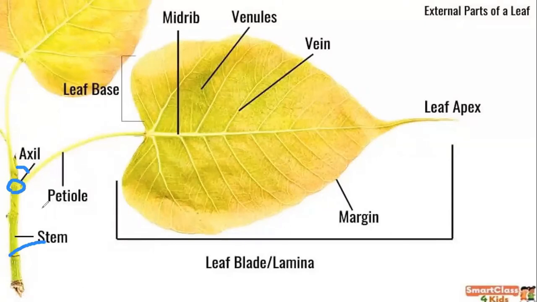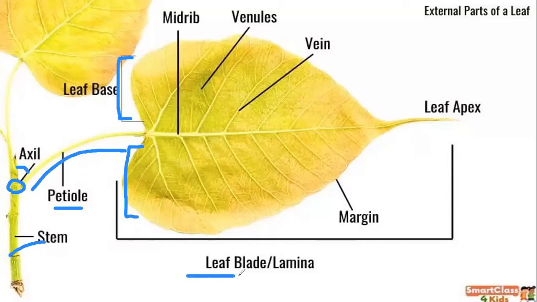Next, we have the petiole. The petiole is the region of a leaf that connects the leaf blade to the stem. This is the petiole. Next, we have the leaf base. Here's the leaf base. The leaf base is the lowermost part of the leaf. It's meant for attachment. It acts as a leaf cushion.